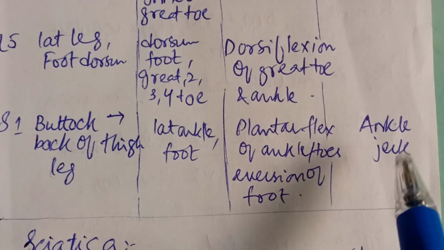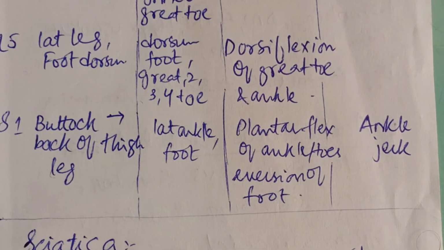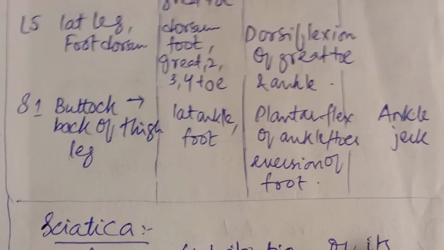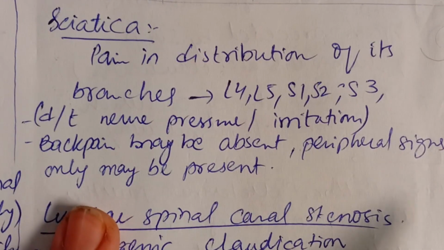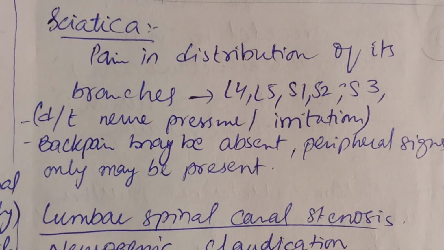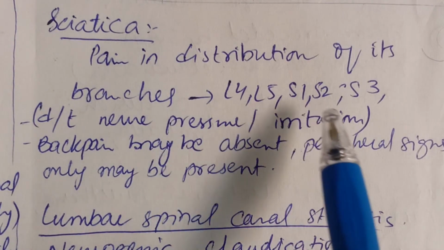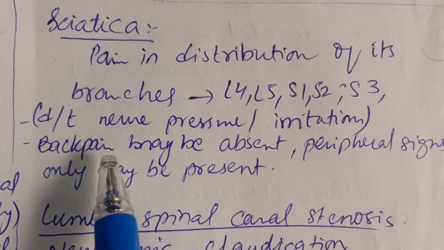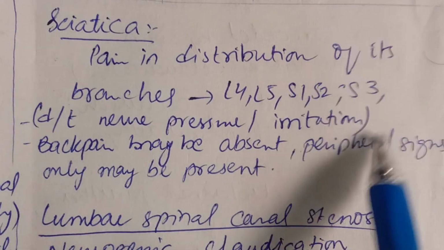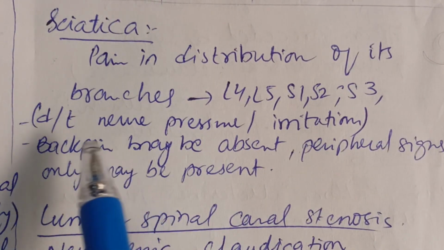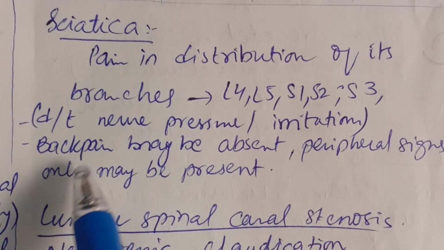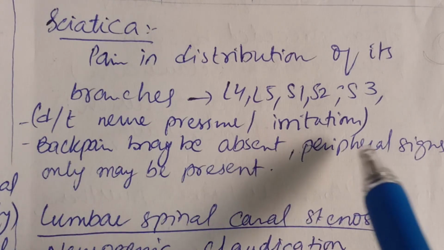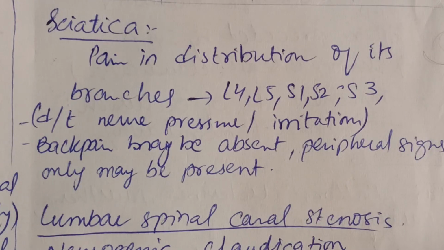Reflex that would be affected is ankle jerk. Now coming towards sciatica. Sciatica is actually the pain in the distribution of its branches like L4, L5, S1, S2, and S3, and it is due to the nerve pressure or irritation. The classic symptom, back pain, can be absent, and peripheral signs may only be present, like the patient has only leg pain. Sciatica can present like this.